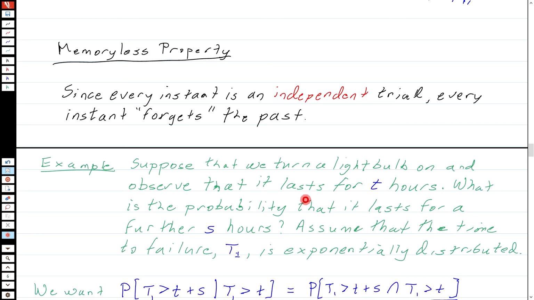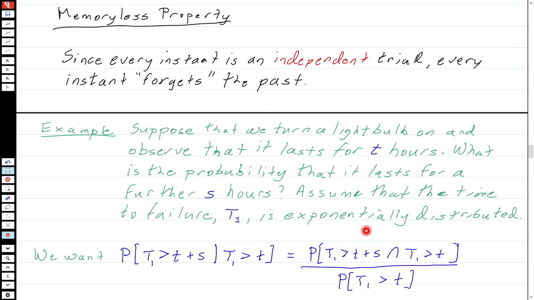Suppose that we turn a light bulb on and observe that it lasts for t hours. Okay, so if we turn on a light bulb, it lasts for t hours. What is the probability that it lasts for a further s hours? And let's assume that the time to failure of the light bulb is exponentially distributed.